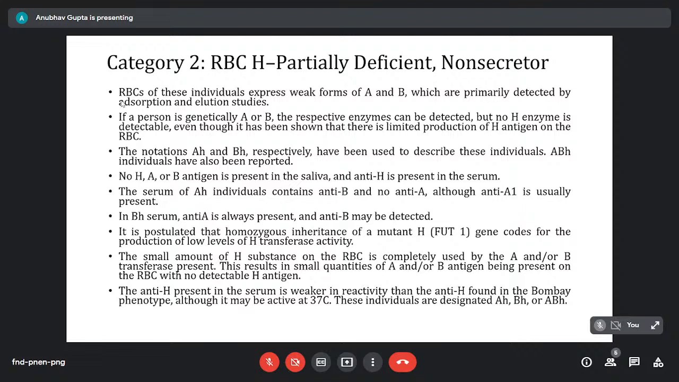So if you are lacking a small amount of antigens, the body will sense that you are not harboring that antigen and it will form an antibody. So an Ah individual, though, will not form an anti-A. Anti-A is anti-A1 plus anti-A2 plus anti-A3 and all the antibodies. But anti-A1 is only directed against the A1 antigen. Same case is with the Bh serum. Anti-A is always present and anti-B may be detected.